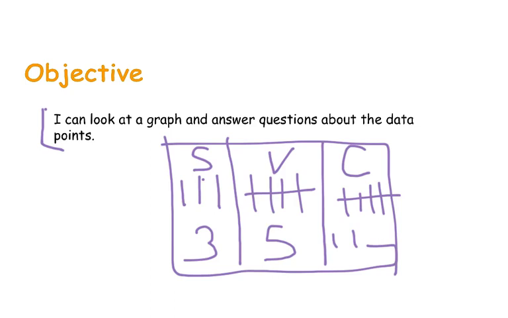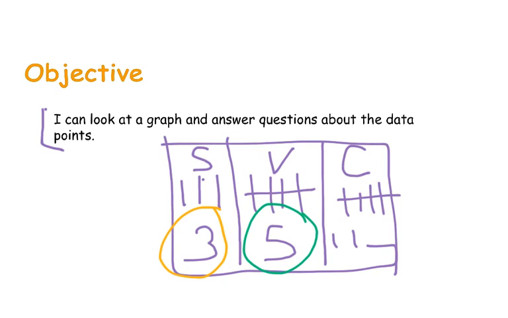So what looking at the graph and answering the questions means is that if I said how many students liked strawberry, you would be able to look at this and say 3. If I asked you how many students liked vanilla, you would be able to look at it and say 5. So that's what this objective means. We can look at this graph here, and then we can answer questions.